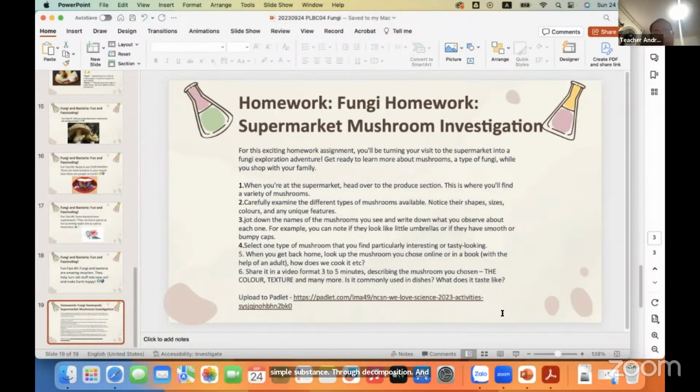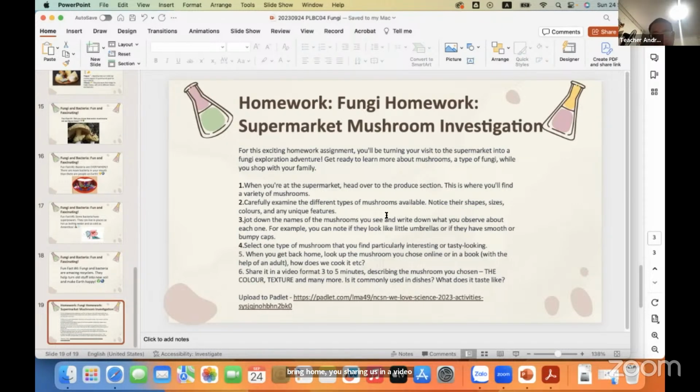For today's lesson, in short, the homework is you have to go to the nearest market to find out what type of mushroom they sell. Then, of all the mushrooms you see in the market, you choose one that you think is very interesting. For example, the shape is very unique, or it looks like an umbrella, or it has a smooth or bumpy cap.